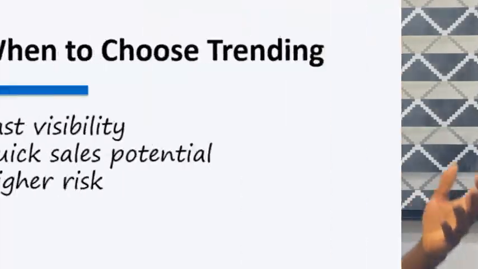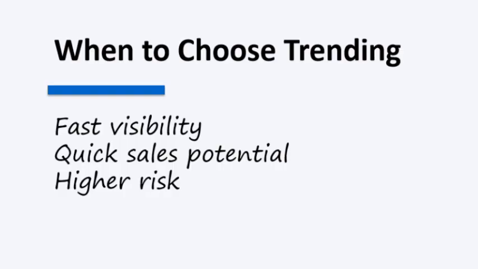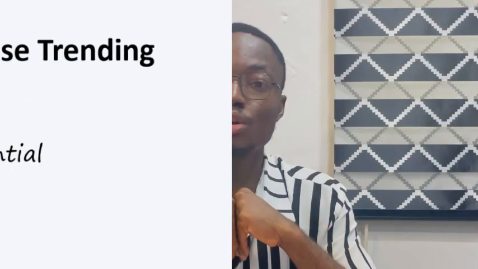Now, when do you choose trending? Number one, fast visibility. Let's say this particular topic is really going on in the market. That is what people are currently talking about, and you know that this will bring you a lot of money. You are not concerned about the long time. You are not concerned about your name being mentioned in newspapers or in journals 50 years to come. That's not your business. You want to publish now and make your money now. That is where you choose trending.